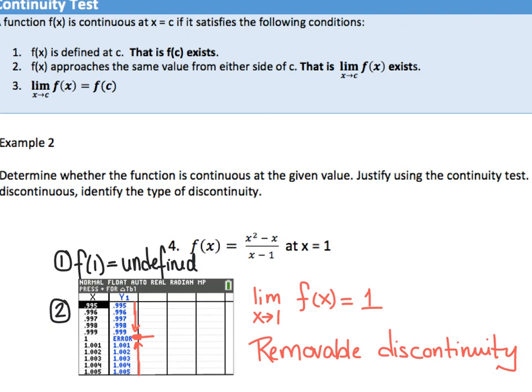You should now be able to apply the 3 parts of the continuity test, and you should be able to identify your types of discontinuity, and you should be able to explain a limit.